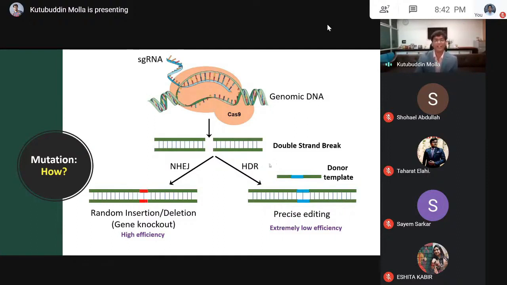The other pathway is less followed by cellular mechanisms. It is homology directed repair, an error-free repair, but it is extremely low in efficiency when you try to do it.